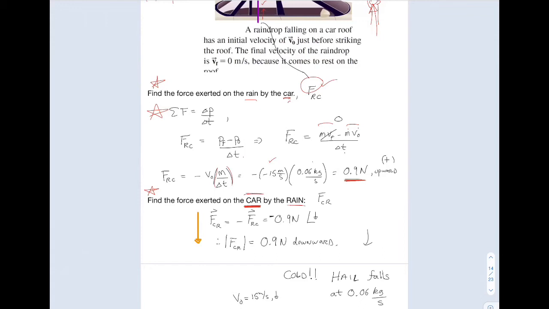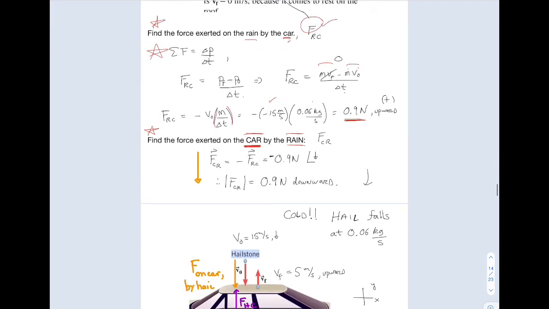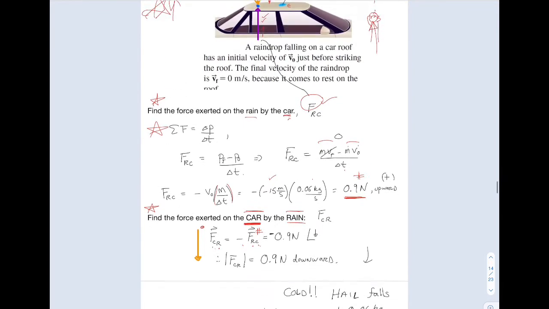Now I want to find the force exerted on the car by the rain. So the car exerts an upward force on the rain. Newton's third law says the rain exerts an equal and opposite downward force back on the car. So the force exerted on the car by the rain is equal and opposite to the force exerted on the rain by the car. So it's minus that number.